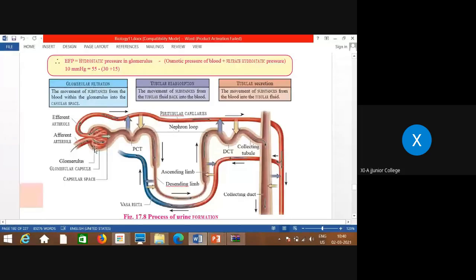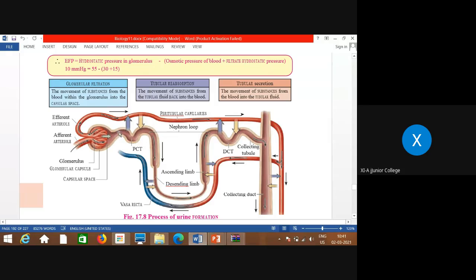Here, whatever filtration is done, because of the difference between the diameter of the afferent and efferent arteriole, that is called glomerular filtration. Whatever filtrate comes, it comes into the cavity called the capsular cavity. So the filtrate comes through this glomerulus, and that is what is called glomerular filtration.